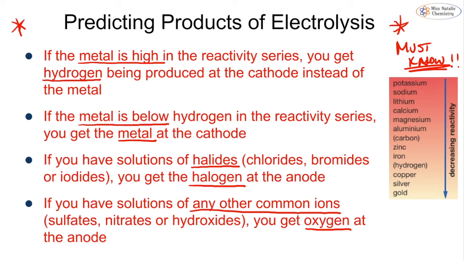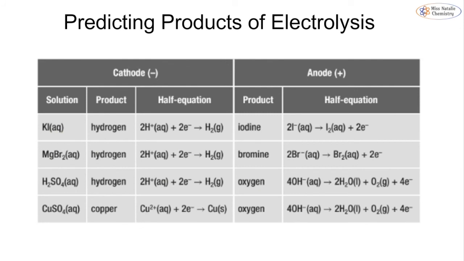So you might want to practice going over the reactivity series and making up a mnemonic or a rhyme to help you memorize it. And when we see different solutions, we are proving that this happens. So for example, if we have potassium iodide, potassium is high on the reactivity series, so we make hydrogen. And the iodide is a halide, so we make the halogen. Whereas for copper sulfate, which we just looked at, the copper is below hydrogen, so we make the copper metal. And the sulfate is not a halide, so we make the oxygen.